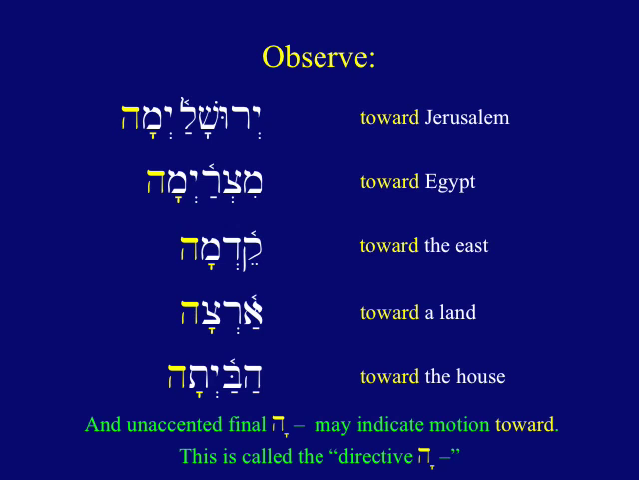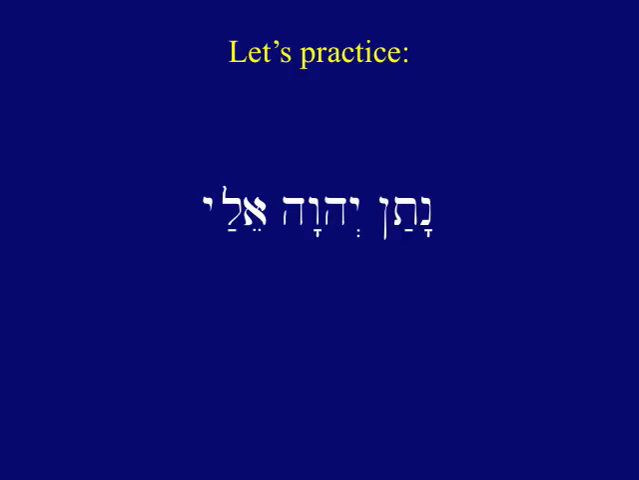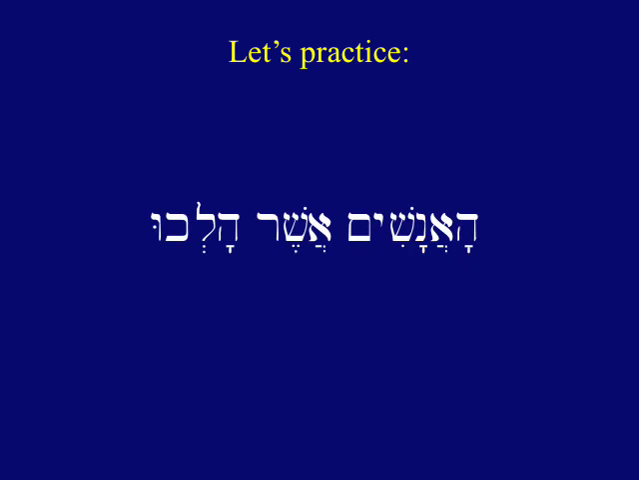The directive ah. Let's practice some forms. Natan Adonai Elai. Yahweh gave to me. Ha'anashim asher halachu. The men who went, or who had gone. Halachu.